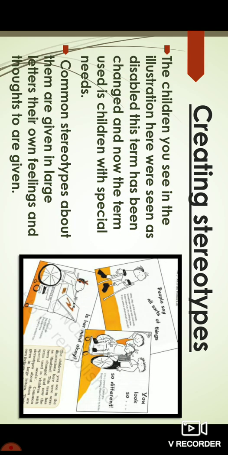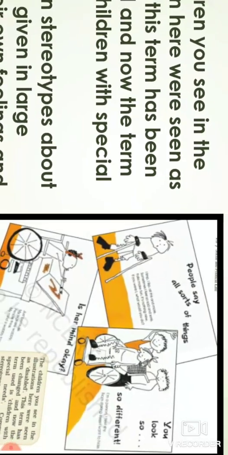Okay. Now there is a beautiful example. The children you see in the illustration here are seen with the term disabled: a person who is unable to walk or unable to use his hands or legs. What do we say to them? Disabled person. But that term has been changed. We cannot say disabled. They are just children with special needs. Common stereotypes about them are given in large letters with their own feelings. Now observe this picture. People say such things.